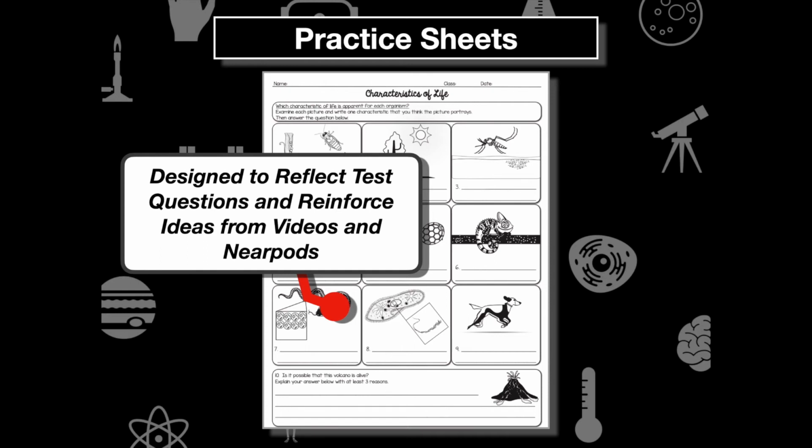It's designed to reflect and reinforce ideas from the videos and from the Nearpods. So it's designed to simulate the things that you will see on the test and reinforce those questions there. This is a very easy one. It's asking what is a characteristic of life for each organism here, but it's asking you to go through and look at this and think about what the characteristics of life are.